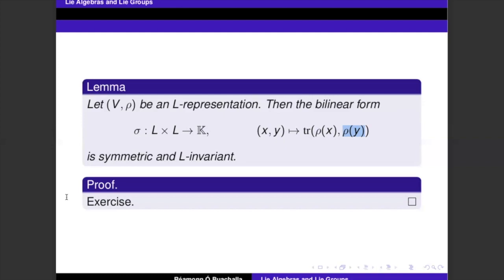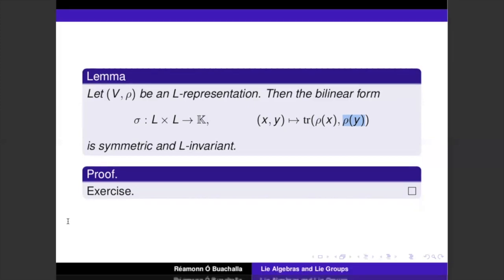So this is great. It means that from any representation, we have a corresponding symmetric L invariant bilinear form. Not necessarily non-degenerate. This does not follow in general. That's why it's not there. But symmetric and L invariant, yes. So we have as many bilinear forms as we have representations, at least. Okay, good.